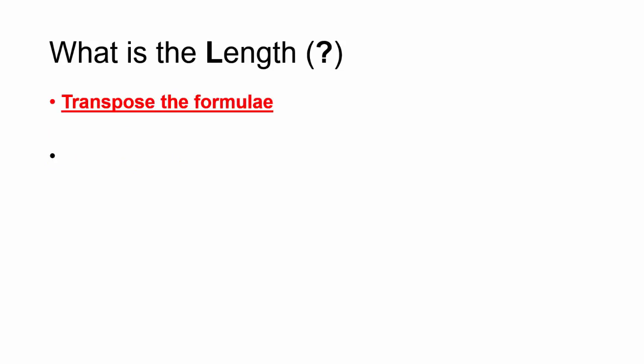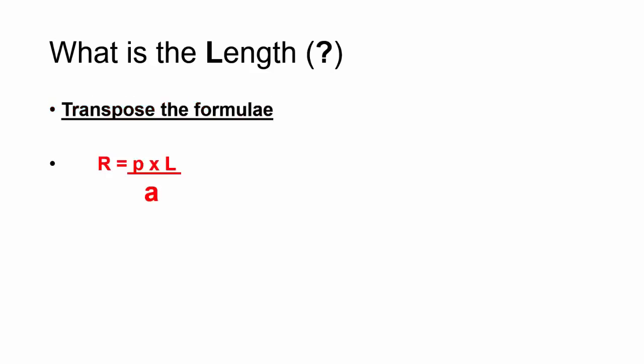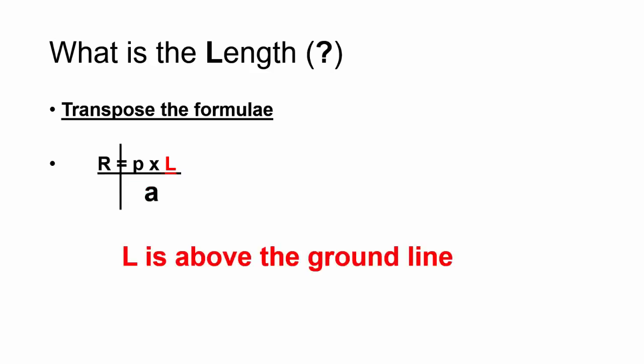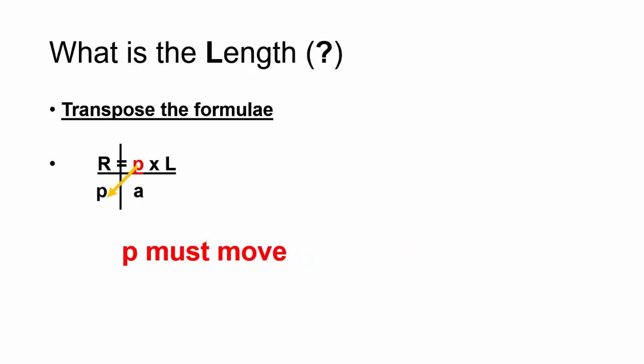So what we have to do first of all is take the formula and transpose it. The formula is R equals rho times L divided by A. So we put our crosshairs in. L is above the ground, so L is therefore in the right place. Rho must move, A must move.